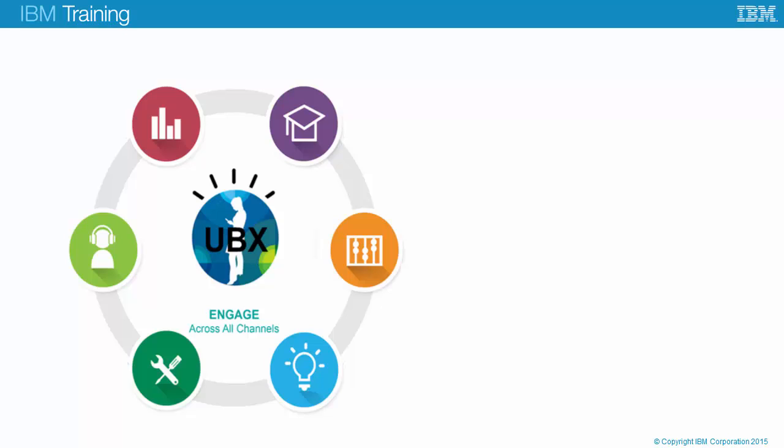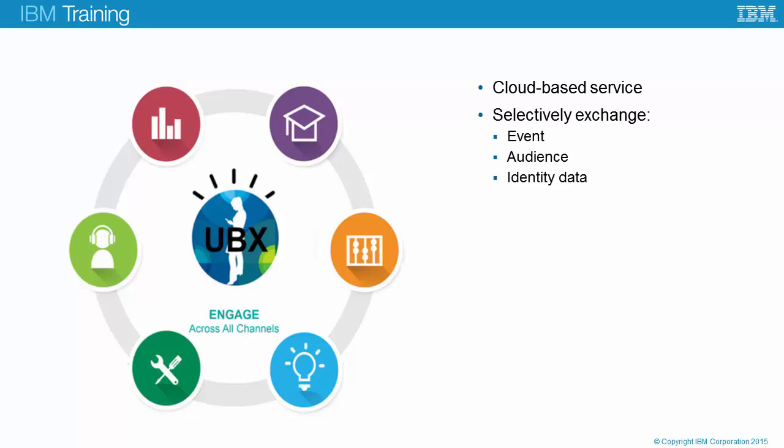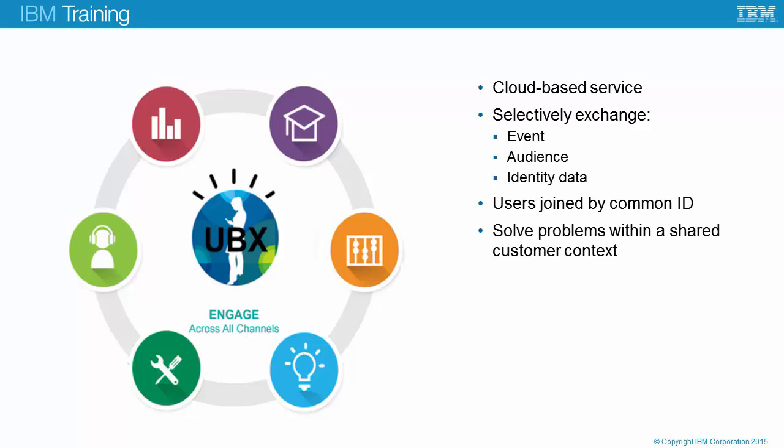IBM Universal Behavior Exchange, or UBX, is a cloud-based service from IBM that provides a way to selectively exchange event, audience, and identity data between various IBM and IBM business partner applications. With UBX, user identities from any channel are joined by a common ID, allowing engagement and analytical problems to be solved within the shared context about a customer.